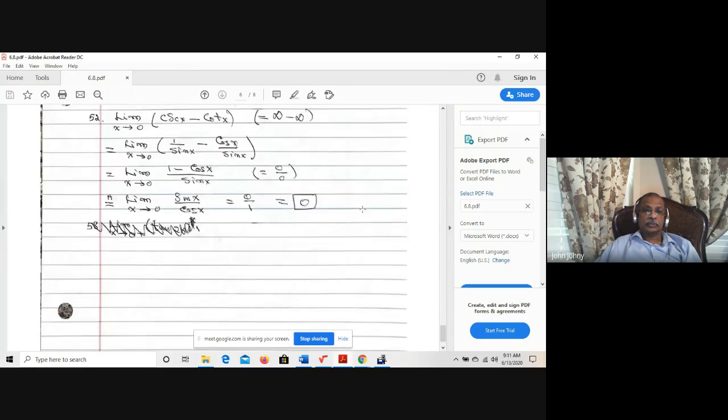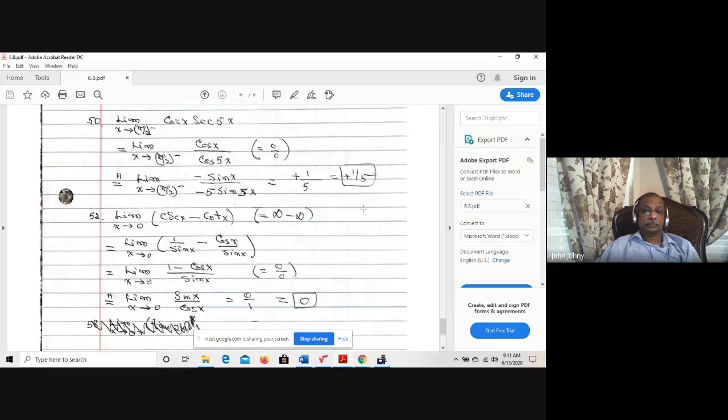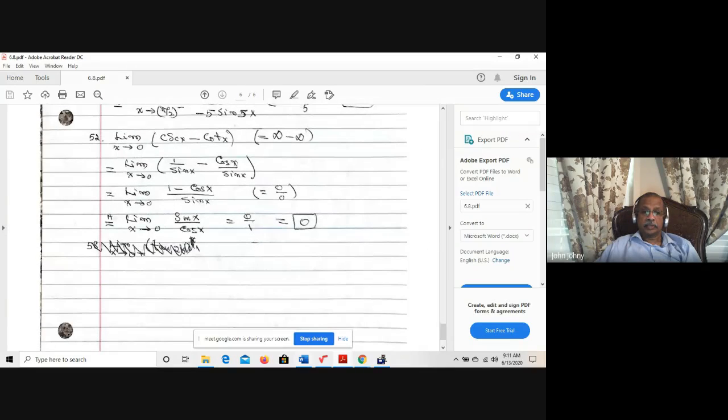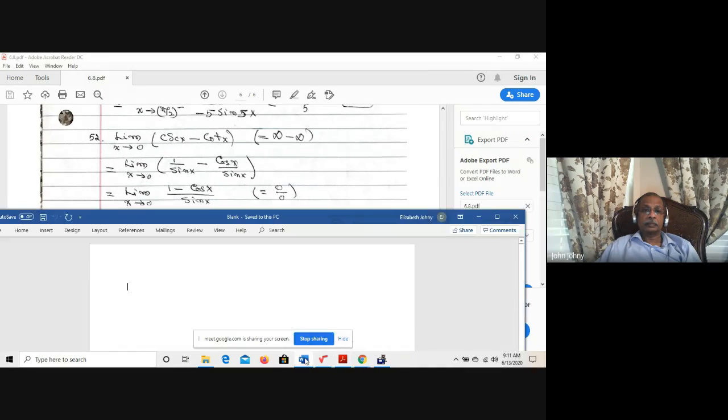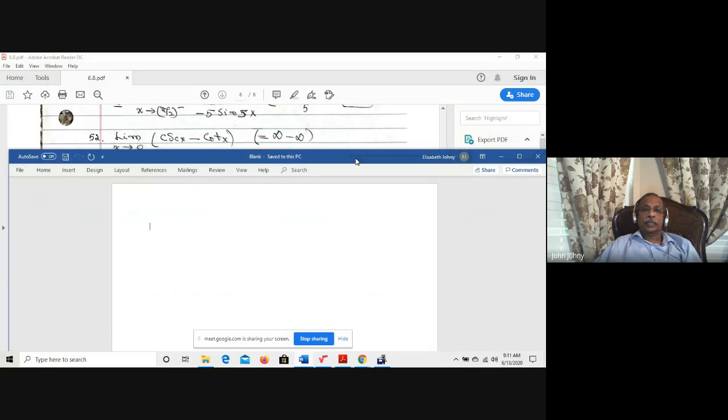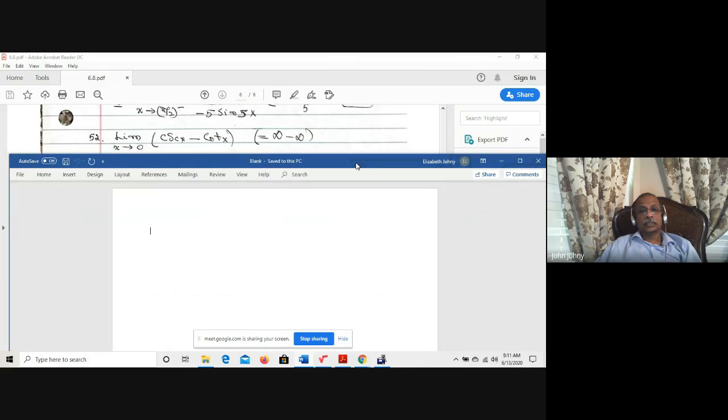Number 52. Limit as x approaches 0 of cosecant x minus cot x. Cosecant 0 is infinity because sine 0 is 0. So that is 1 over 0, infinity minus infinity.